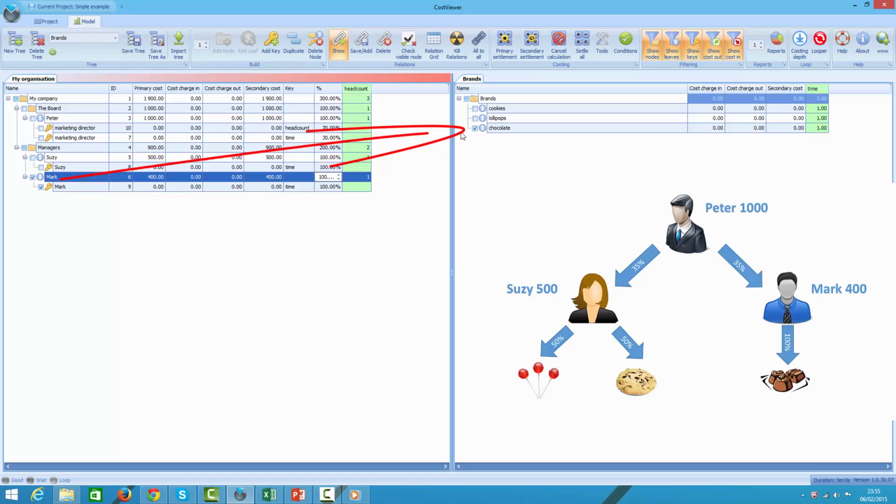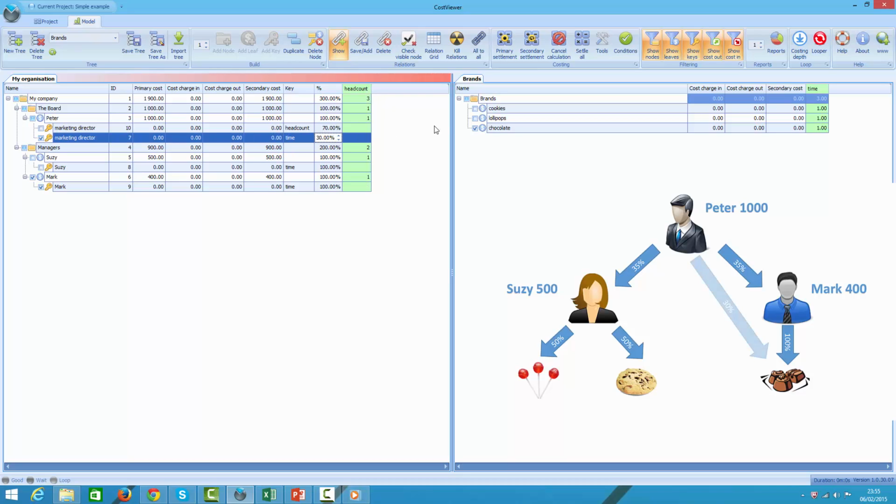Additionally, Peter, our marketing director, has decided to spend 30% of his time supporting the chocolate brand directly, knowing Mark is too junior to handle the task on his own.